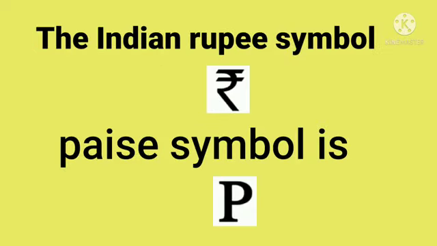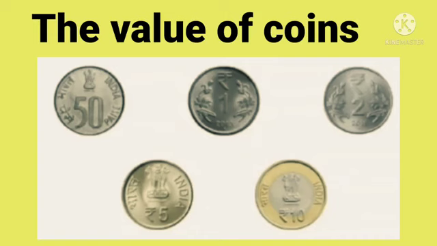The Indian rupee is denoted by the given symbol. The paise symbol is the alphabet P. The values of coins: 50 paisa, 1 rupee, 2 rupees, 5 rupees, 10 rupees.